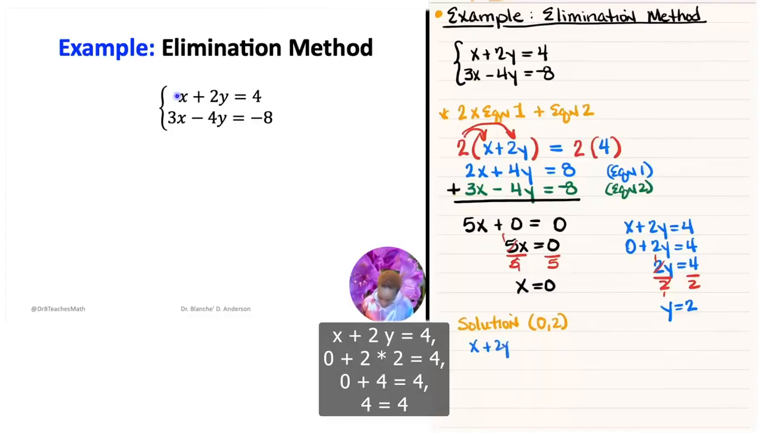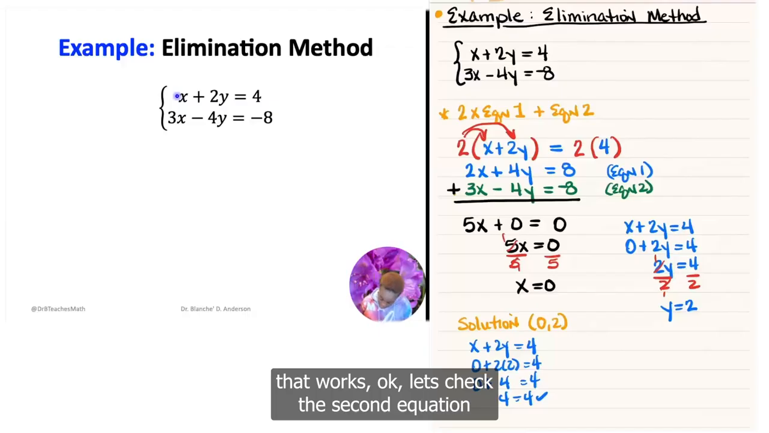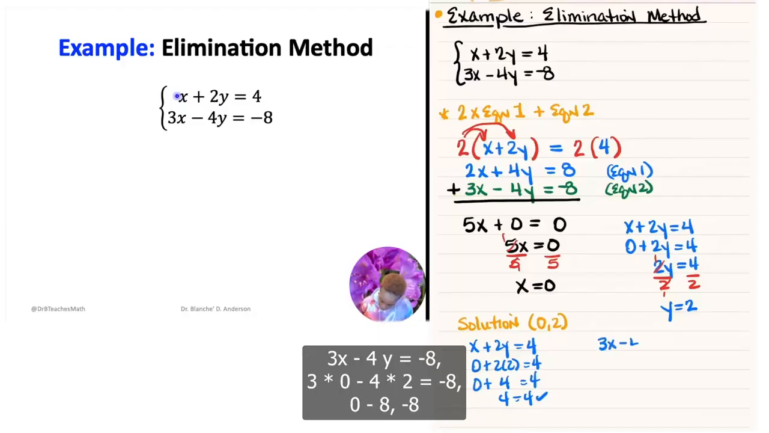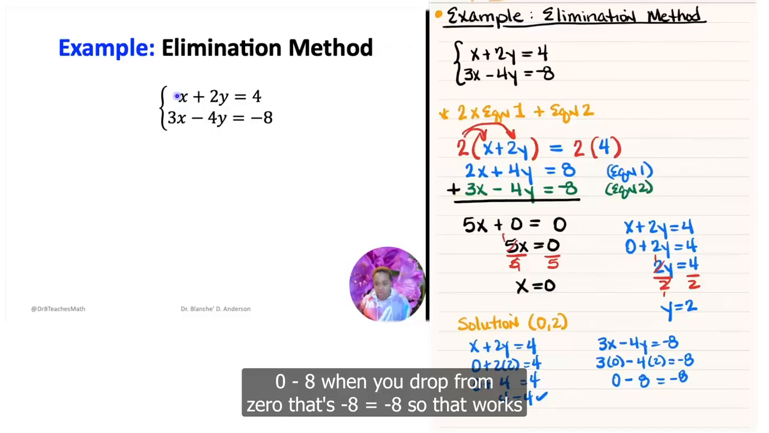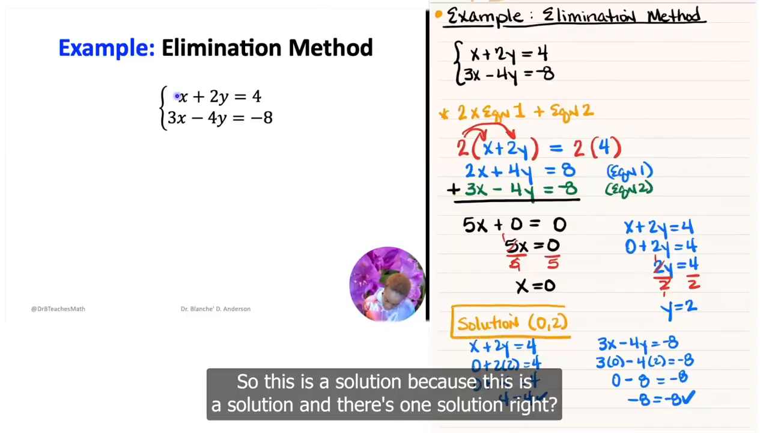x plus 2y equals 4. 0 plus 2 times 2 equals 4. 0 plus 4 equals 4. 4 equals 4. That works. Okay, let's check the second equation. 3x minus 4y equals negative 8. 3 times 0 minus 4 times 2 equals negative 8. 0 minus 8 equals negative 8. 0 minus 8, when you drop from 0, that's negative 8 equals negative 8. So that works. So this is a solution.